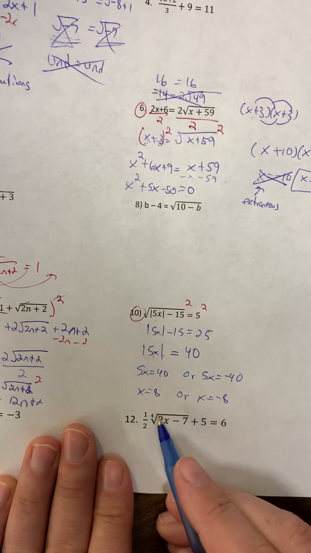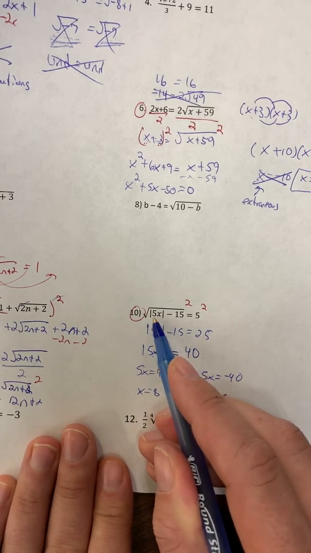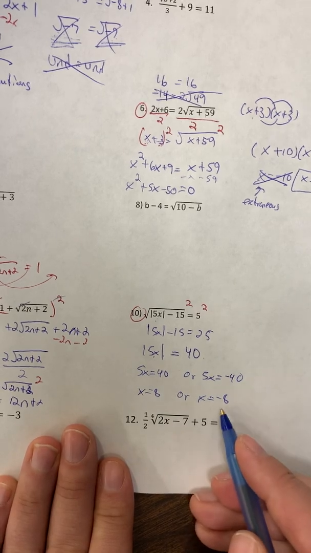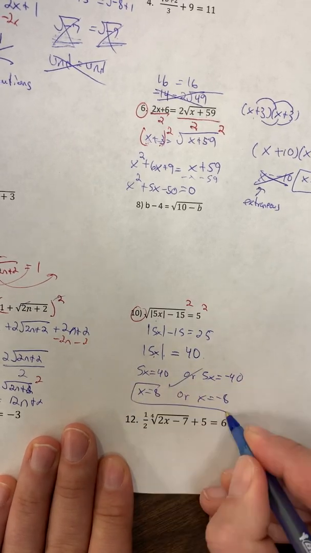And I need to check both these answers. When I put in 8, I get 40 minus 15 is 25, square root of 25 is 5, and negative 8 will come out the same way. And so this one has 2 solutions that both work.